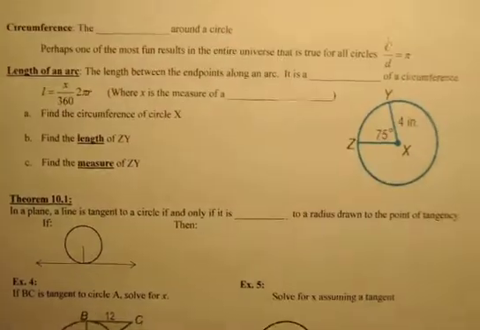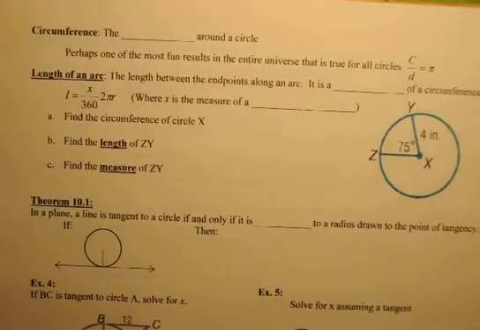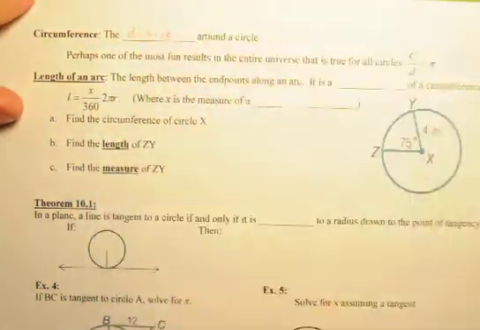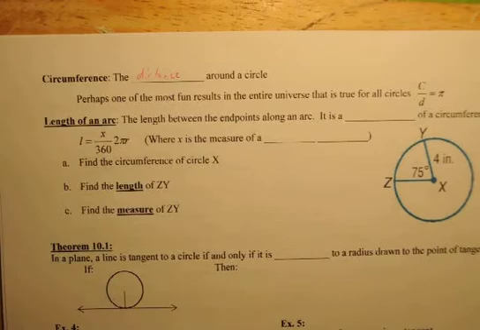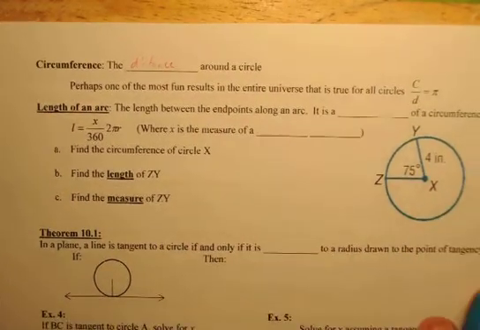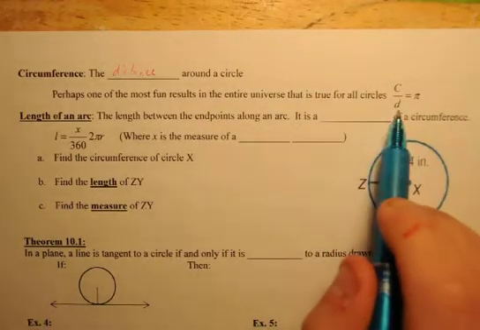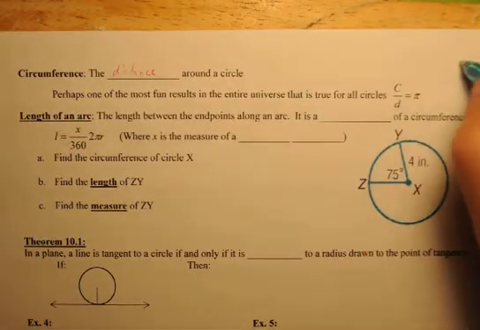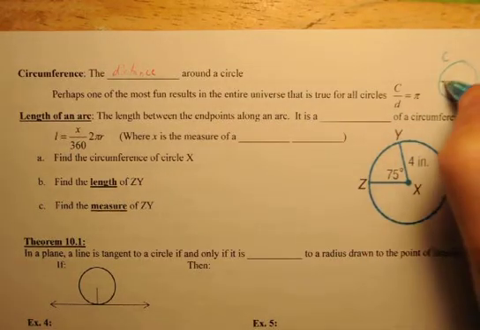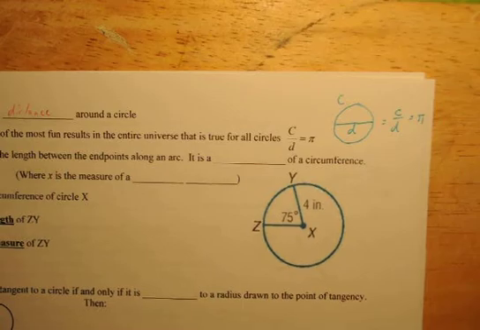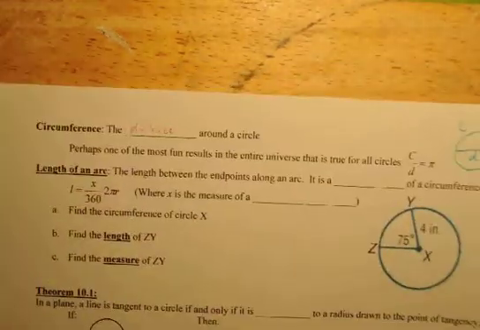Next, circumference is the distance around a circle. Go all the way around the circle. It's not an arc, it's a circumference all the way around. Perhaps one of the most fun results in the entire universe is that if you take the circumference of any circle, divide it by its diameter, you will always get pi. Circumference divided by diameter will always be pi. So that's something that you just have to know from geometry class. It's one of the fundamental things.